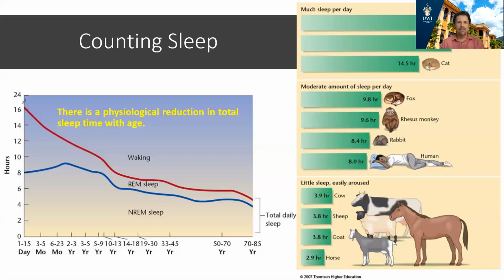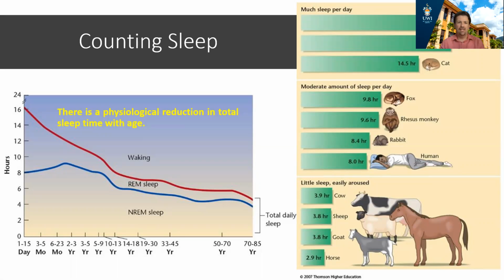The other thing we note is there's a physiological reduction in total sleep time with age. A newborn might spend about 16 hours a day sleeping, but by the time you reach 70 or 80, that may have reduced to about 6 hours. Many of you might know your grandparents who might be early risers or might have complained of difficulty sleeping. There are certain physiological changes that we're trying to understand, in which the sleep cycle changes, and it's much more difficult for older persons to both fall asleep and stay asleep.